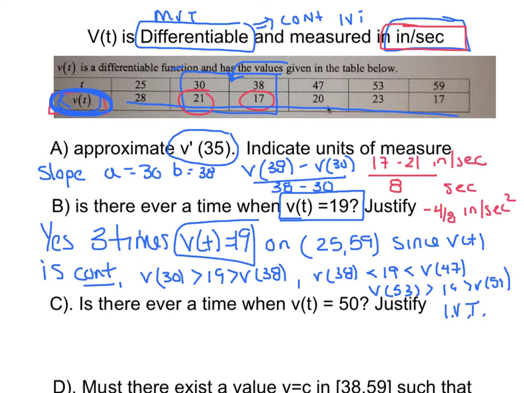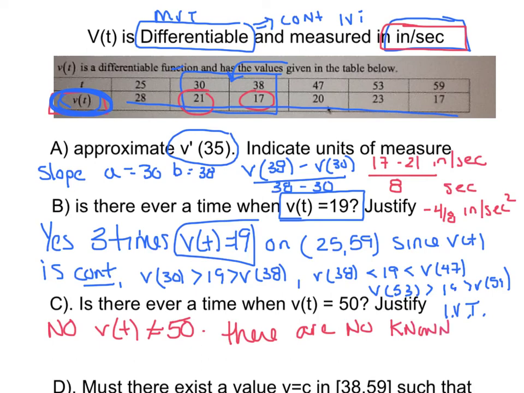Part C, is there ever a time when v of t has to equal 50? Well, again, if I follow these numbers, do I ever have to hit a height of 50? And that answer, of course, is no. I don't have anybody below 50 and above 50. Now, it certainly could, but I don't have to have somebody there. So again, I'm just going to start off by saying no and repeat it back. V of t does not have to equal 50. And I'm just going to say there are no known values 50 falls between.